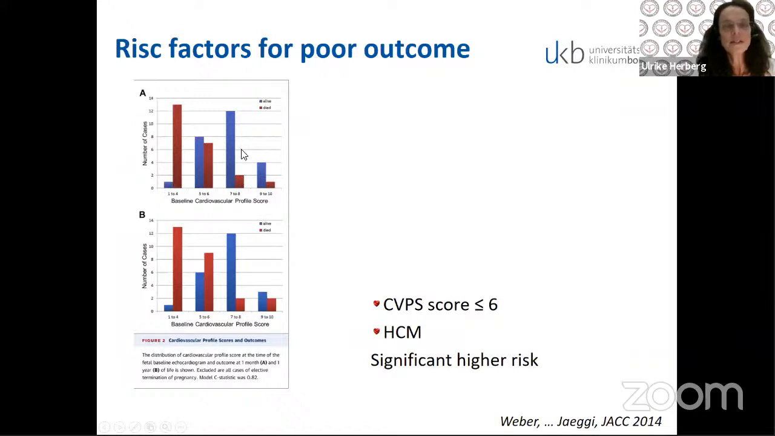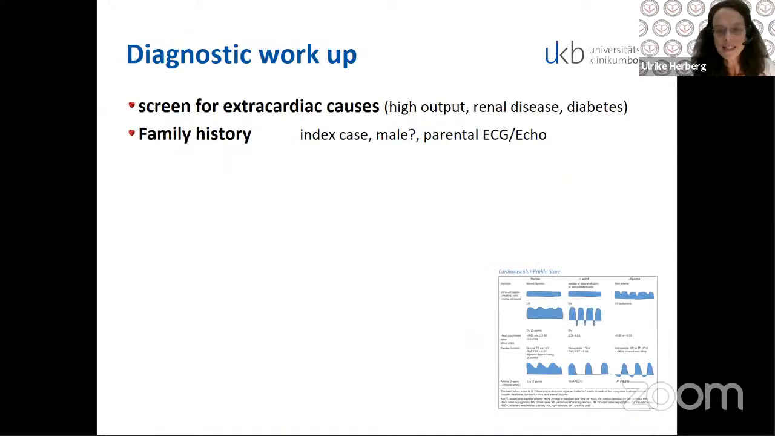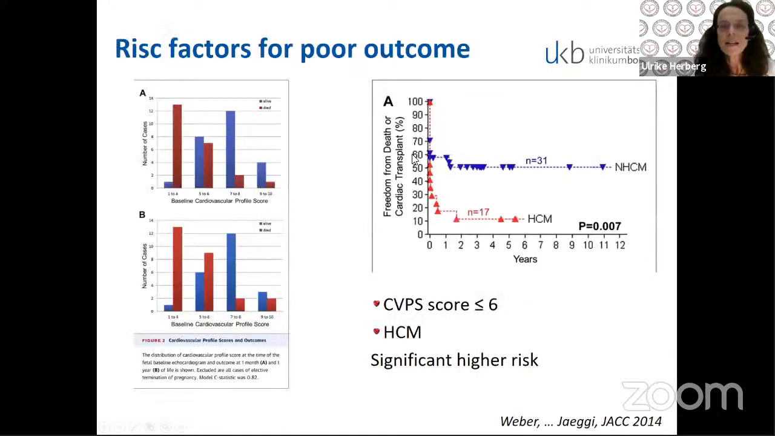These are the fetuses who survived the first month, and these are the children who survived the first year. And it's clear the blue lines are higher than the red lines in those fetuses with a CVPS score above 6, so 7 to 10. Also, this Kaplan-Meier plot shows nicely that freedom from death or cardiac transplantation was higher in the non-hypertrophic cardiomyopathy group than in the hypertrophic cardiomyopathy group.